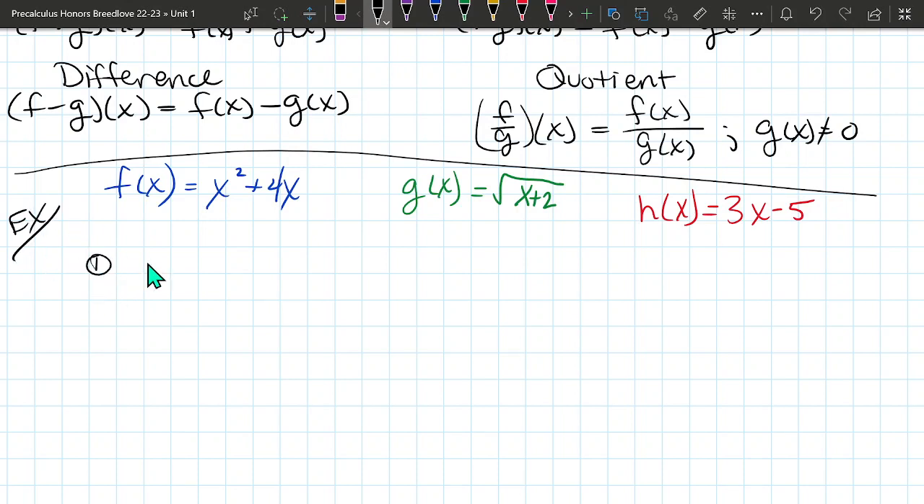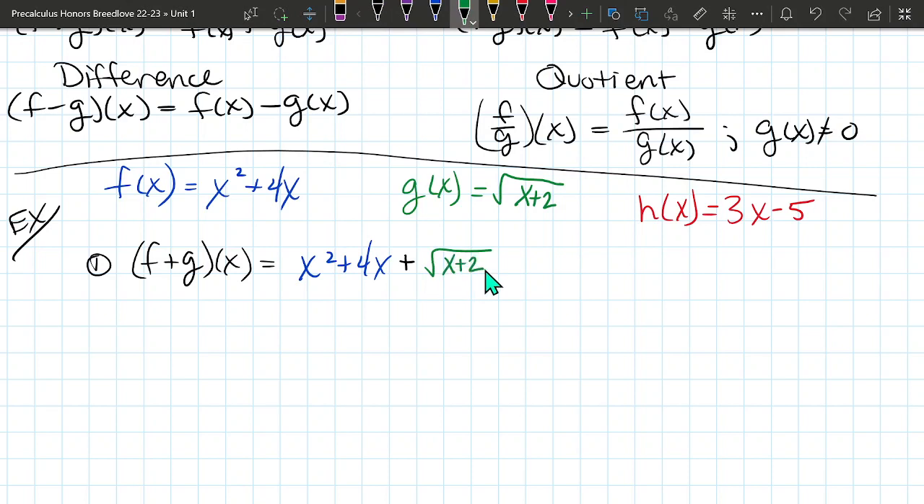The first example is f plus g of x. So that means we take the f function, x squared plus 4x, and add the g function to it. So g is the square root of x plus 2. Then simplify if you can, but in this case, there's nothing to simplify. The only other thing is, because the instructions would have been find each function and its domain. So there's the function, because we can't simplify it any, but we also need the domain.